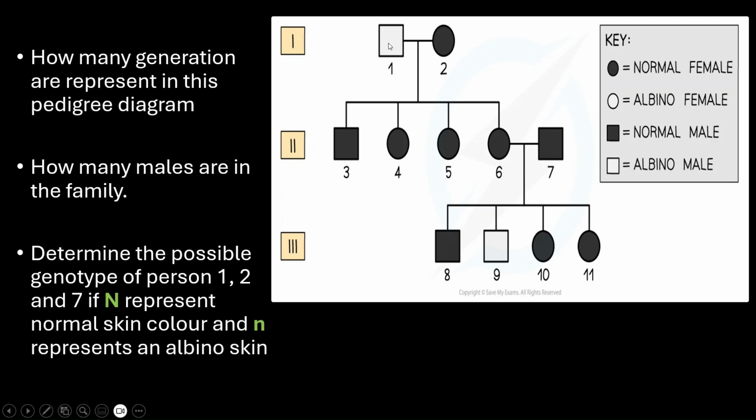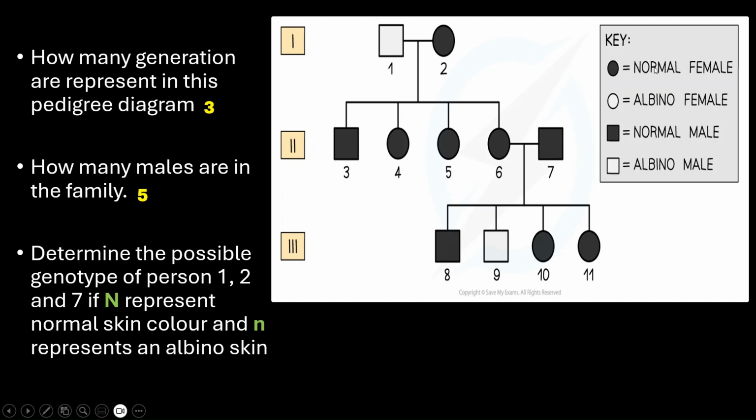The first horizontal line is one, the second horizontal is two, the third horizontal is three. So how many generations are in this family? Three. How many males are in the family? So you have to count. Okay, a box represents a male. That is one, two, three, four, five. So five. Now determine the possible genotype of one, two, and seven.